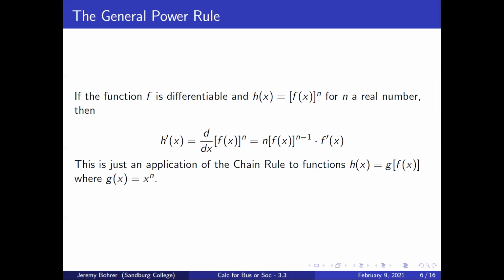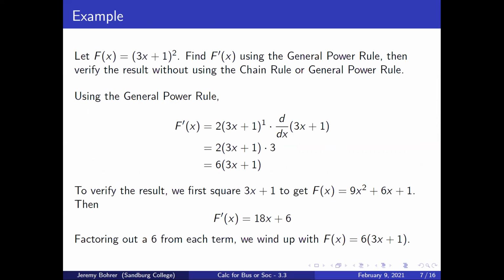The general power rule. If the function f is differentiable and h of x equals f of x to the n for a real number n, then h prime of x equals the derivative of f of x to the nth power, which equals n times f of x to the n minus 1 power times f prime of x. This is just an application of the chain rule to functions h of x equals g of f of x, where g of x equals x to the nth power.